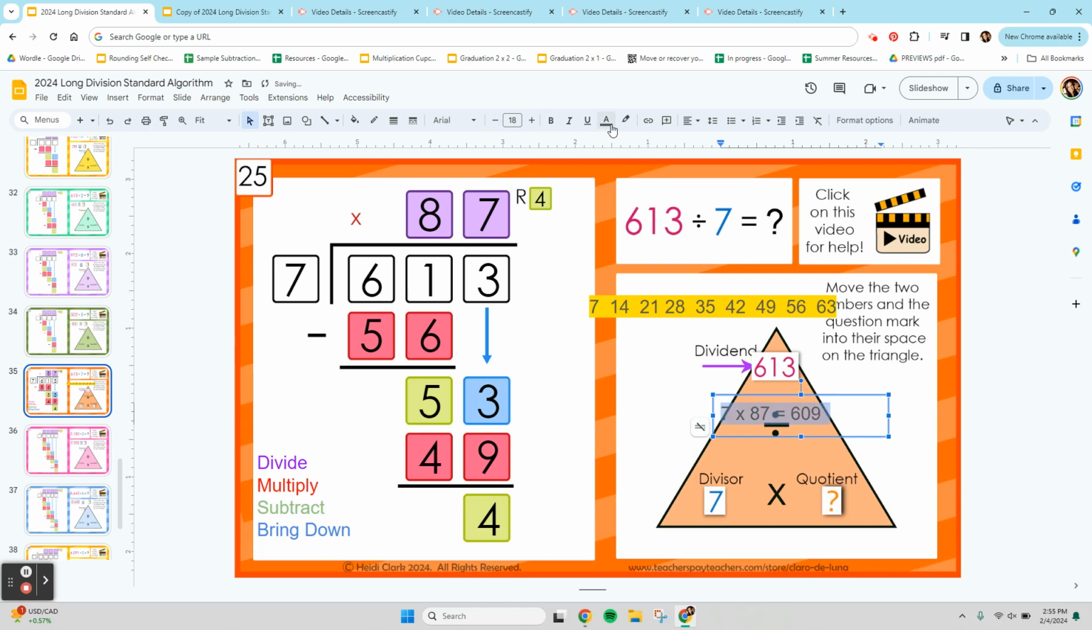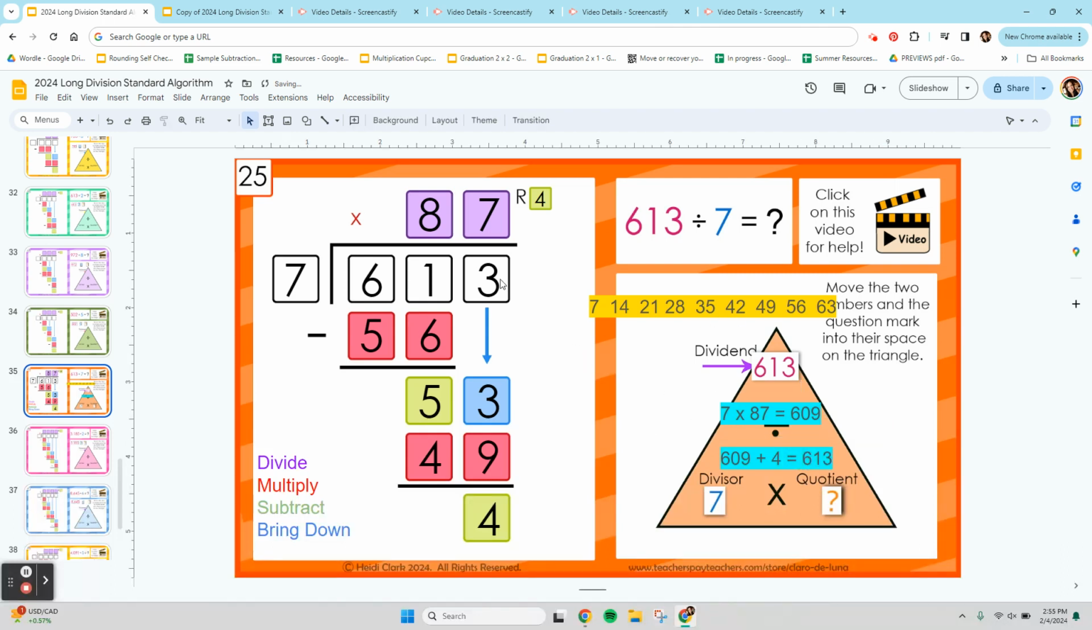Plus 4 gets you back to that dividend. 609 plus 4 equals 613. And in other words, you can actually look at it up here. It's pretty cool. 7 times 87 plus 4 equals 613.